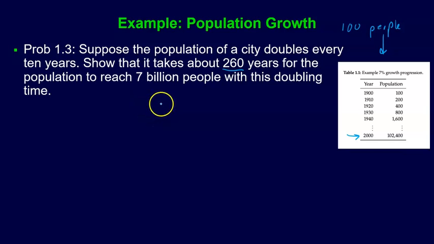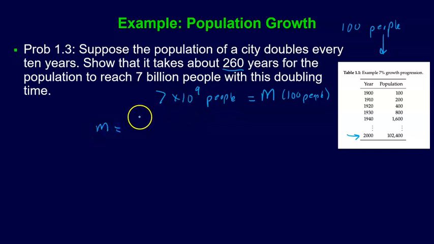The first thing I'm going to do is figure out what multiplicative constant we need. 7 billion, if you write that out, is 7 times 10 to the 9 people. And here's the multiplicative factor. We start with 100 people, so what m do I need? If m times 100 equals 7 times 10 to the 9, my factor m will be 7 times 10 to the 9 people divided by 100 people. First of all, the people cancel, and I get 7 times 10 to the 7 for this number here.